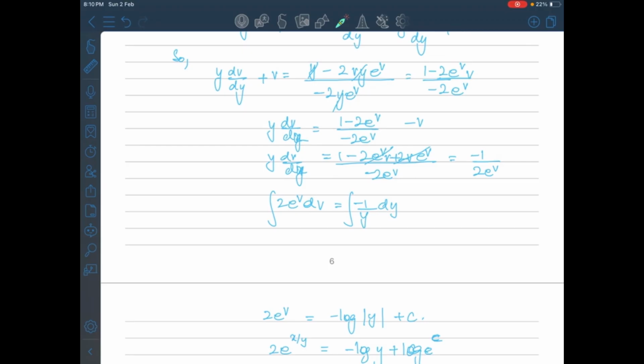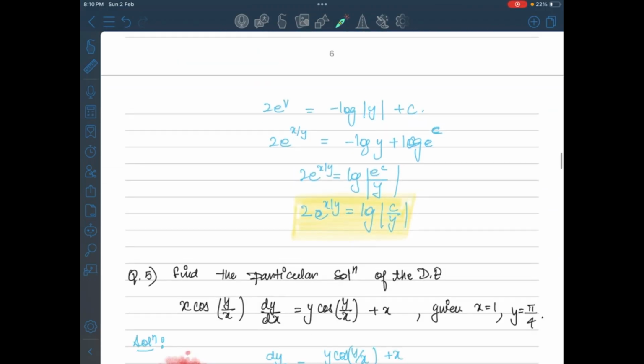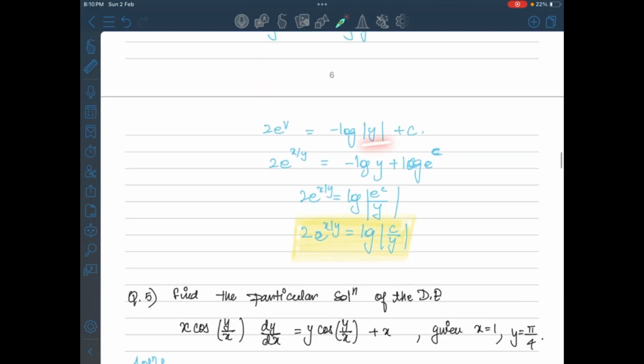Calculation, you can see it's pretty much clear. I've written all the steps, intermediate steps as well. Now it's variable separable, and you can differentiate keeping mod as it is. Right here, mod is there as well.